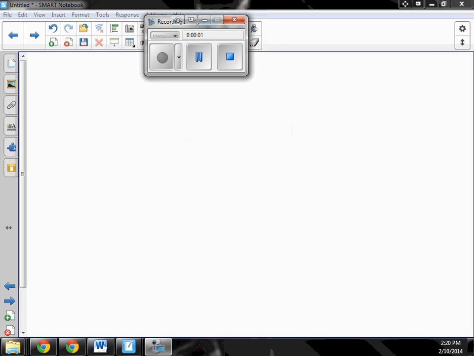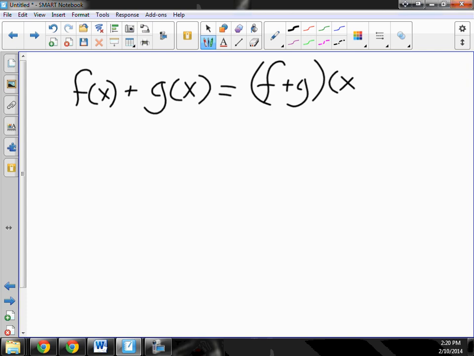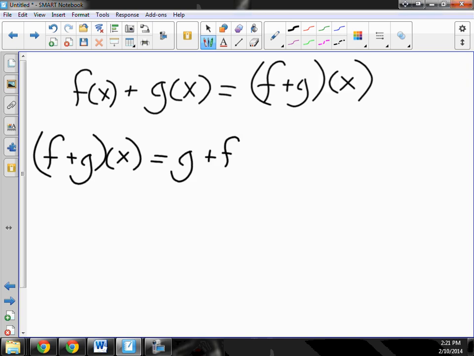We've been learning about combining functions. Yesterday we talked about adding functions, subtracting, multiplying, and dividing. So I want to ask a couple questions. If I had f of x and I added that to g of x, what do we call that new function? F plus g of x. My question is, is f plus g of x the same thing as g plus f of x?